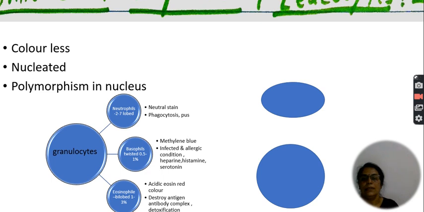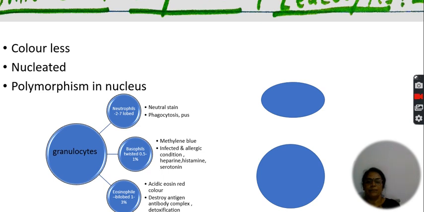Second one is the basophil. The nucleus is twisted, and generally 1% of the WBCs are basophils. They stain with methylene blue, and in allergic conditions they are found, and heparin and histamine secretion takes place.